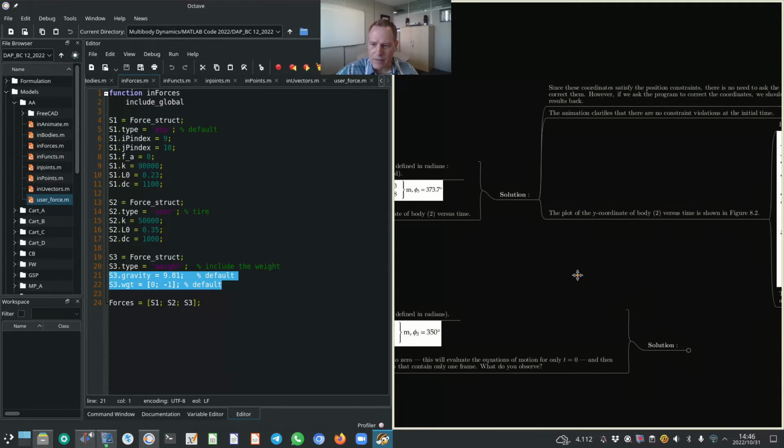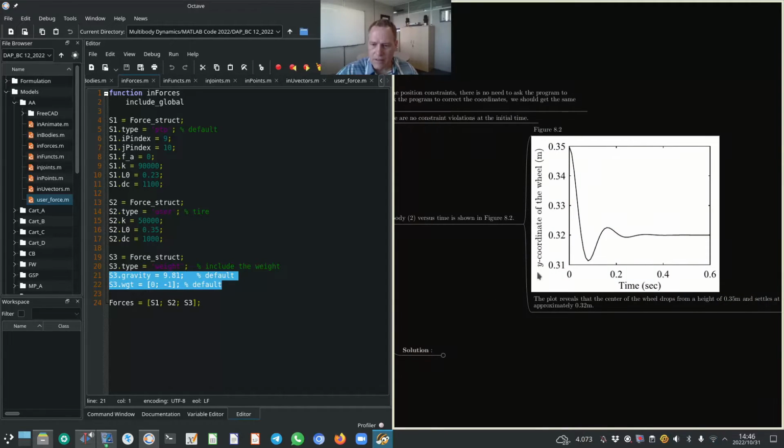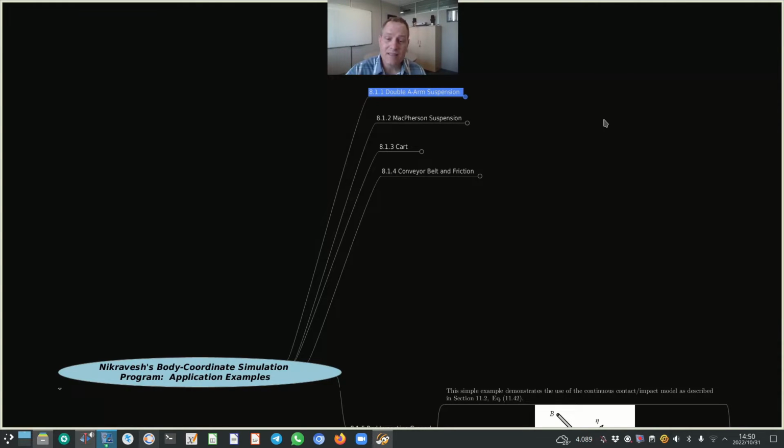Okay, and maybe just to end off, figure 8.2 shows the y coordinate of the wheel. It starts off at 0.35, then it impacts the ground, it deforms, it comes back, and then it settles around 0.32 meters. And that was the double A-arm suspension, just a revisit of section 8.1.1, specifically looking at how we implemented the logical spring damper reaction force.